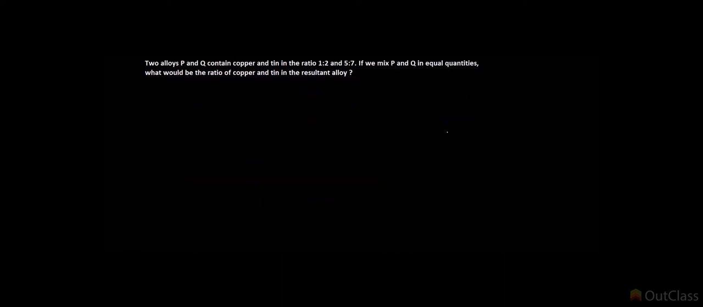Two alloys P and Q contain copper and tin in the ratio 1:2 and 5:7. If you mix P and Q in equal quantities, what would be the ratio of copper and tin in the resultant alloy? Now, just like we did a little earlier in the chapter, what I've done is I have flipped the known and the unknown. Now the mixing ratio is known. What is the rate of the mixture? That is the unknown. Let's see what can be done.